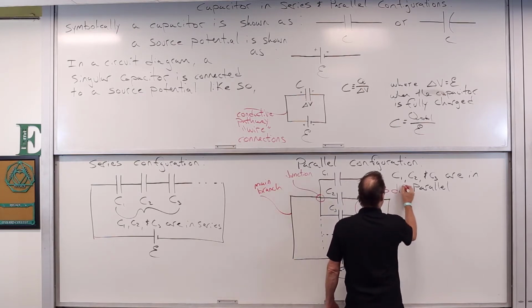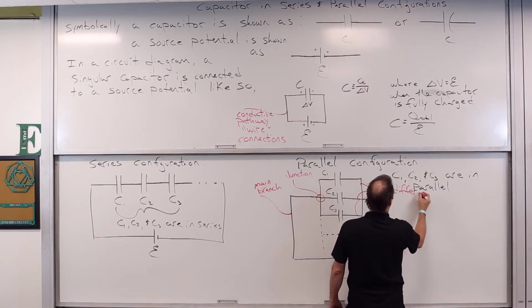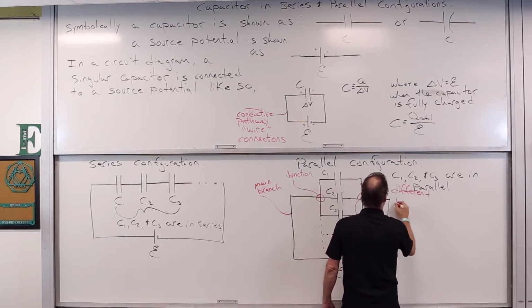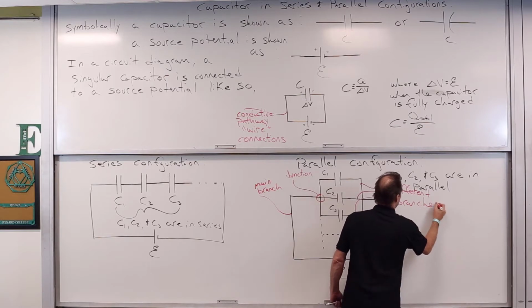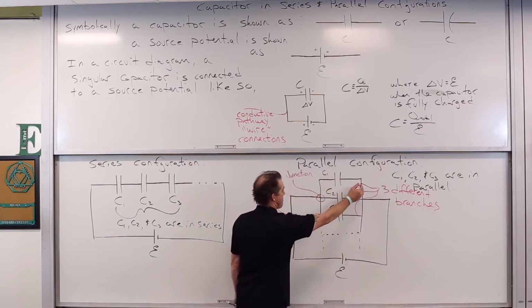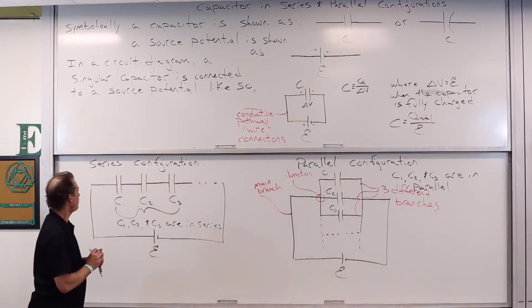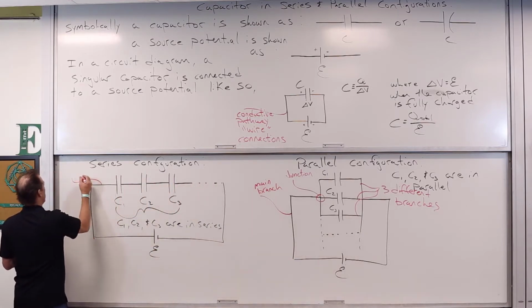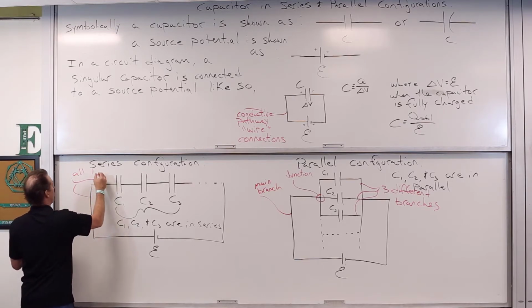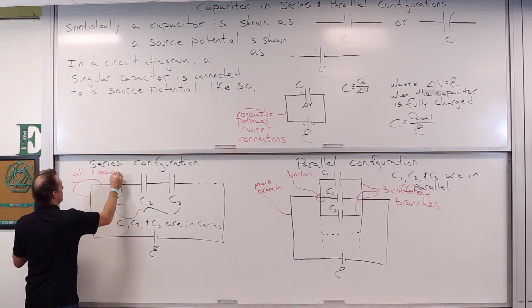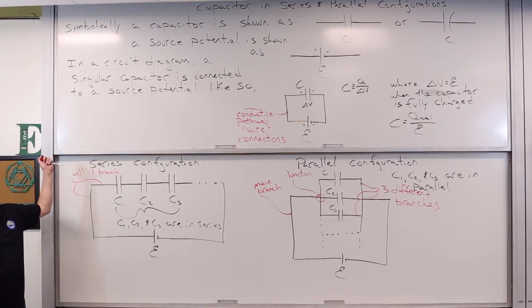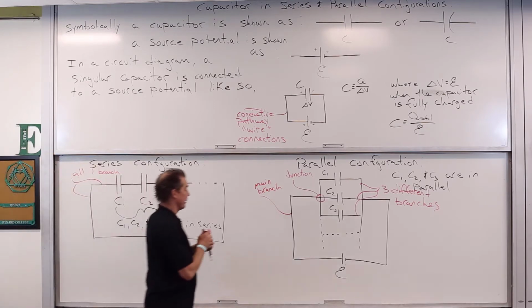Three different branches. 1, 2, 3. Junction, main branch. This is all one branch. You just say the main branch, sure. It's just one, so it doesn't really matter.